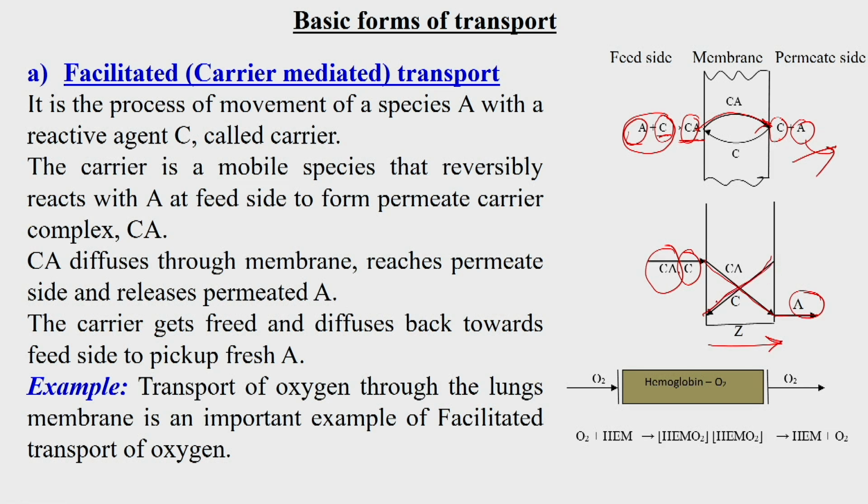One example of this transport of oxygen through the lungs membrane is an important example of facilitated transport of oxygen. The oxygen is transported through the hemoglobin, and then in the lungs the oxygen is discharged, and the hemoglobin again comes back to the water system.